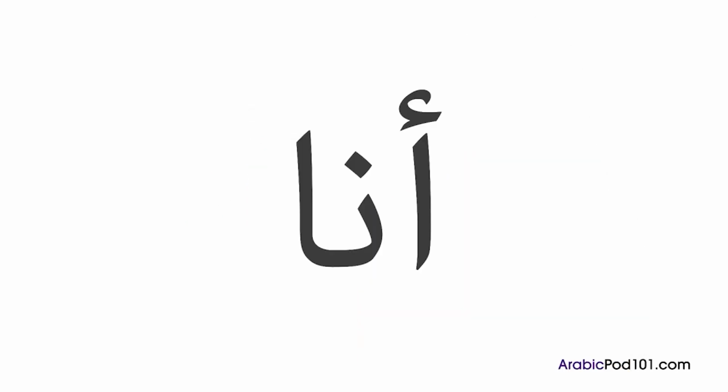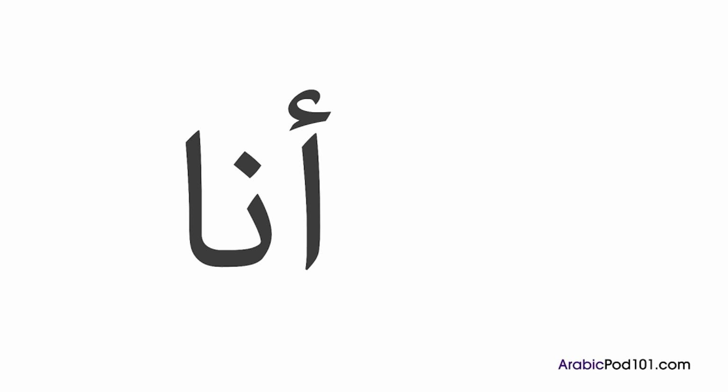You may have noticed that the alif at the beginning has a little mark on the top. When alif is at the beginning of the word, we add this mark to it, but it's still the alif sound. There's an exception to this rule, but you can read about it in the lesson notes, and we'll talk more about this mark in a later lesson, so don't worry too much. Now try to write it yourself. Ana.